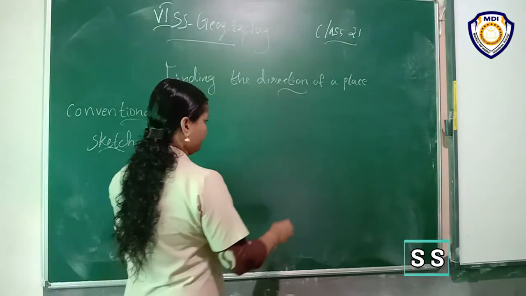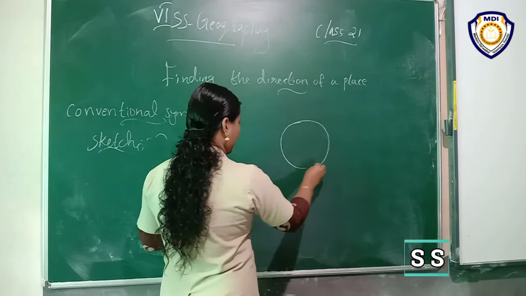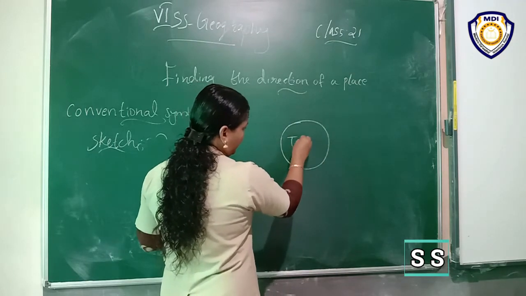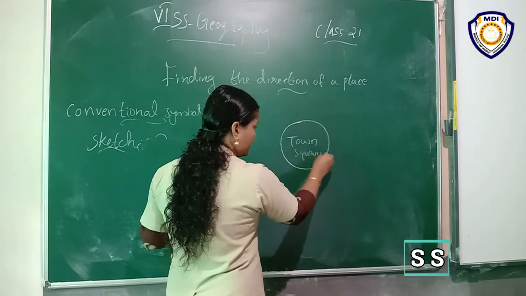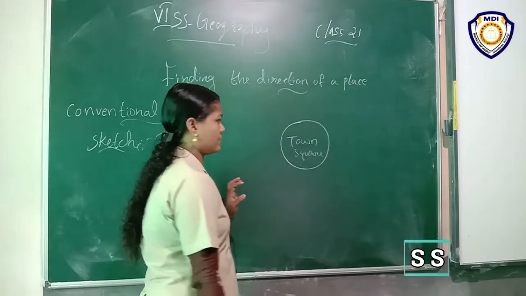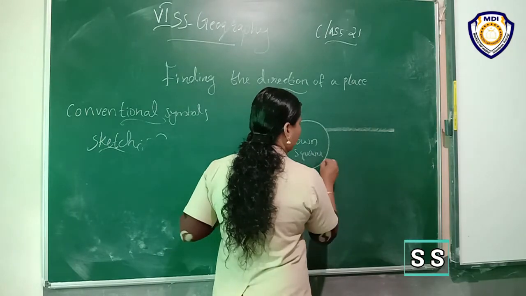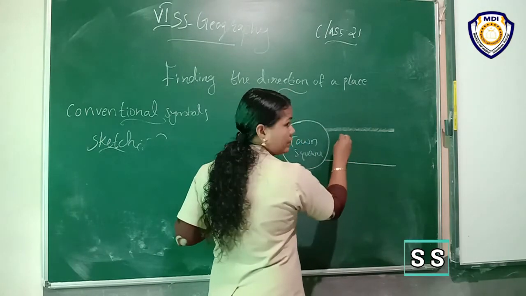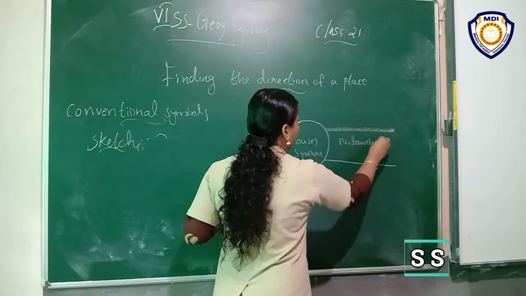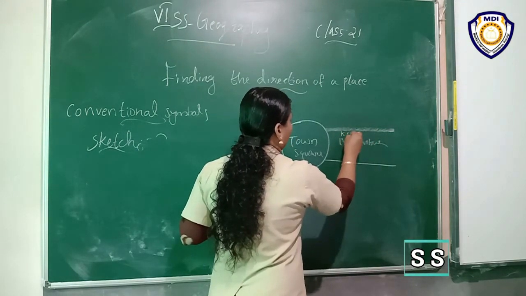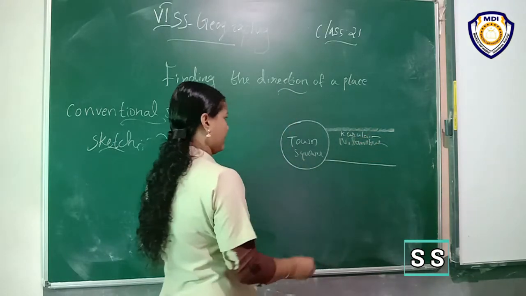For example, here just we consider town square. Which town square? Karulai town square. Okay, here one road. Which road? Karulai Nilambur road.